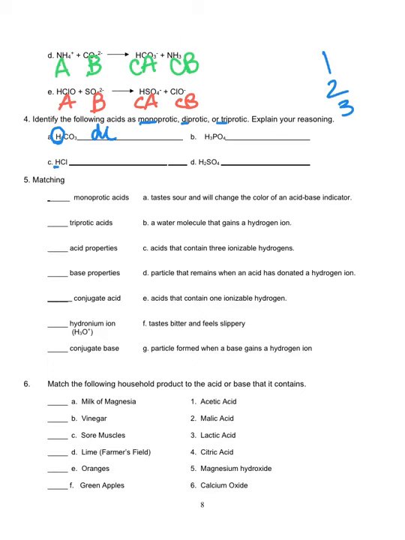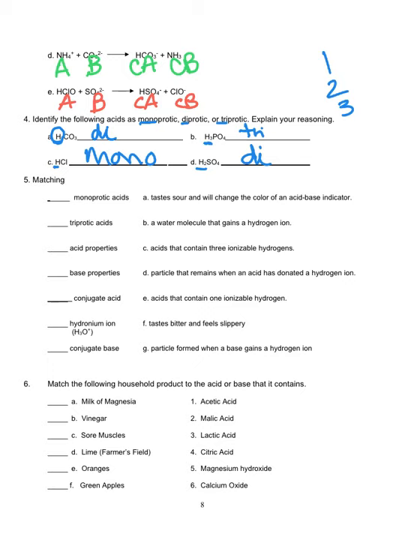C only has one H. HCl is monoprotic. H3, or phosphoric acid, that's going to be tri. And then here we have H2 again, that would be di.